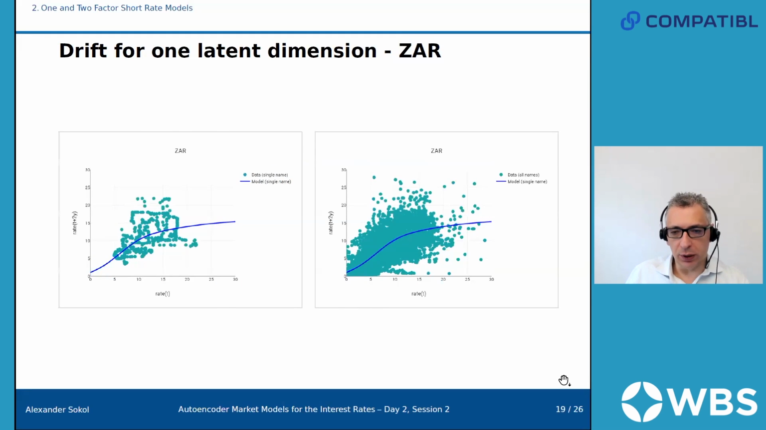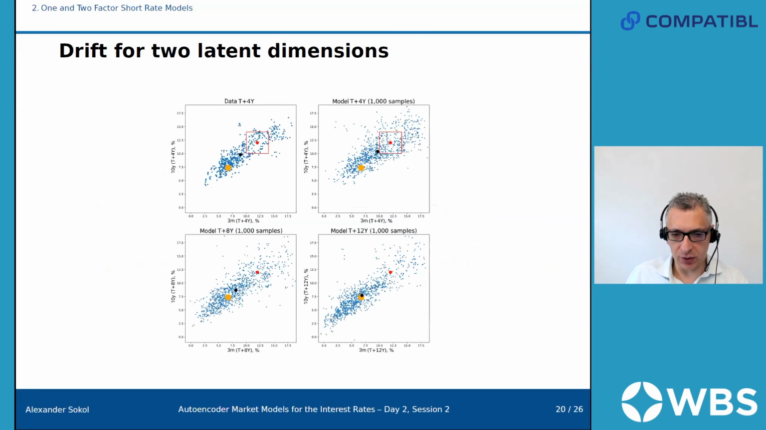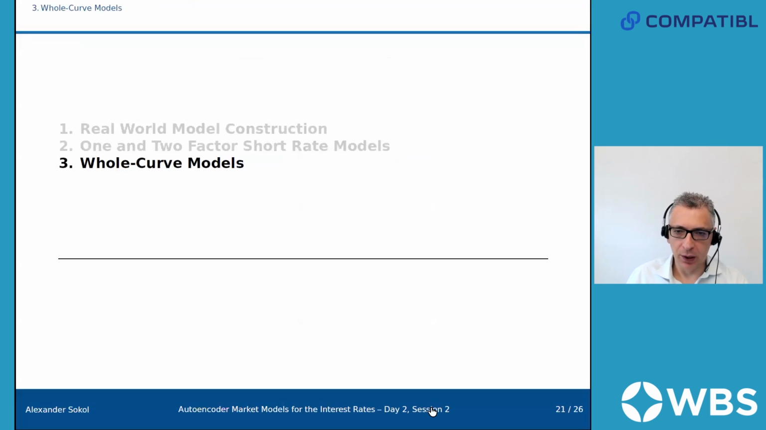All right. Anyway, so this is the one-dimensional currency-specific result, and these are two-dimensional currency-specific results, where the cloud of points eventually drifts toward the yellow dot, which is the long-term average of the 3-month rate and the 10-year rate. So the parameters here are not the latent space, but the 3-month and the 10-year rate.